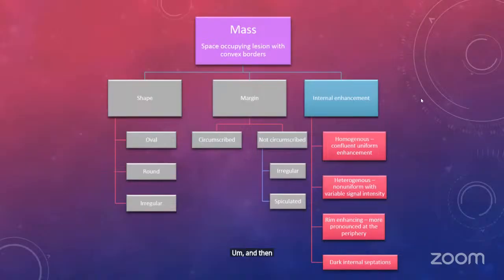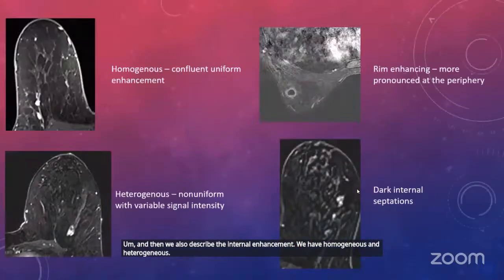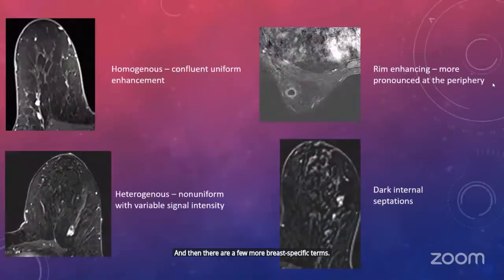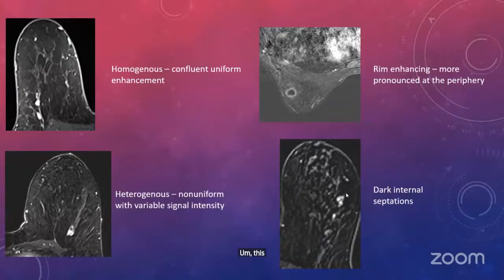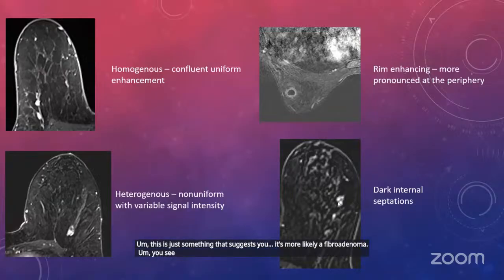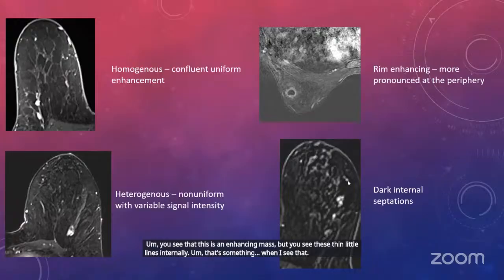And then we also describe the internal enhancement. We have homogeneous and heterogeneous. And then there are a few more breast-specific terms like rim enhancing, and then a specific pattern called dark internal septations. I have an example right here. This is something that suggests it's more likely a fibroadenoma. You see that this is an enhancing mass, but you see these thin little lines internally. When I see that, I'm more confident this mass is a fibroadenoma.